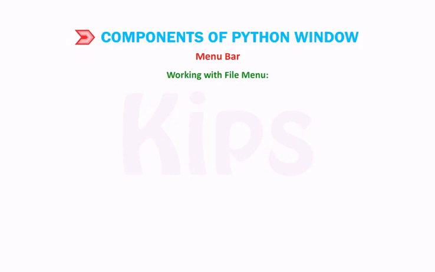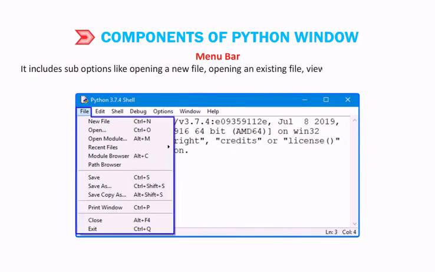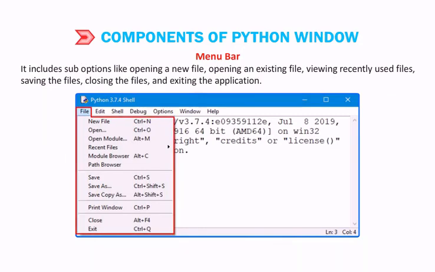Working with File menu. This menu is used to work with the options related to the currently used file. It includes sub-options like opening a new file, opening an existing file, viewing recently used files, saving the files, closing the files, and exiting the application. Working with Edit menu.